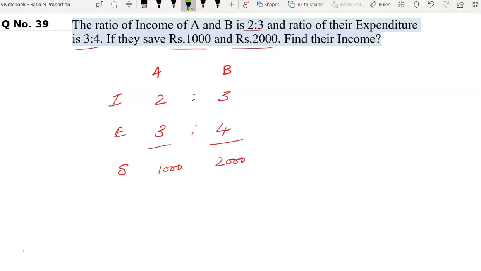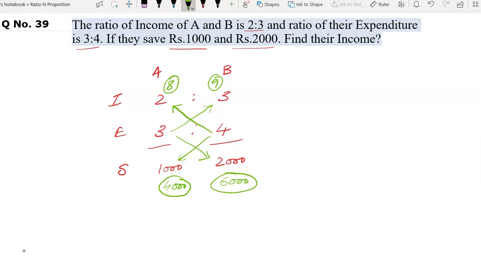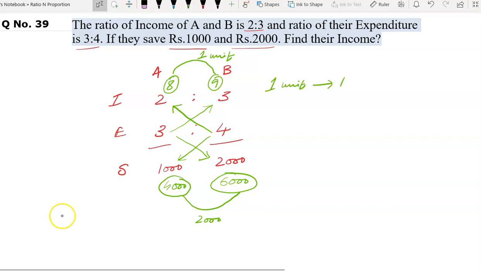So what we will do, we will cross multiply. 4 into 2 will give us 8. 4 into 1000 will give us 4000. 3 into 3 will give us 9. 3 into 2000 will give us 6000. So the difference between 8 and 9 is 1 unit. And the difference between 4000 and 6000 is 2000. So 1 unit represents rupees 2000. And in this question we need to find their income.